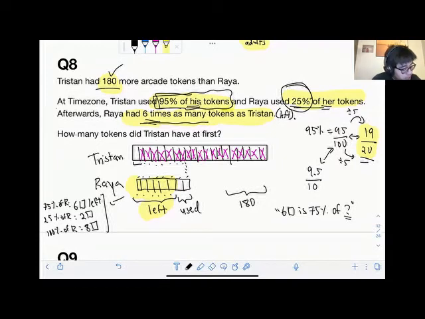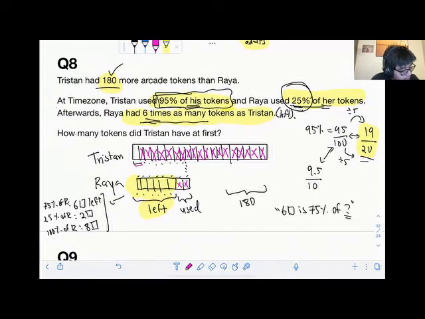So ibig sabihin, una-una, Raya had 8 boxes. She used 25% of those 8 boxes, which is yung 2 boxes over here. At yung natira sa kanya is 6 boxes. And it happens to be 6 times as many tokens as yung naiwan kay Tristan. Here, right? Now we have to adjust yung bracket to show na 180 is all of this.